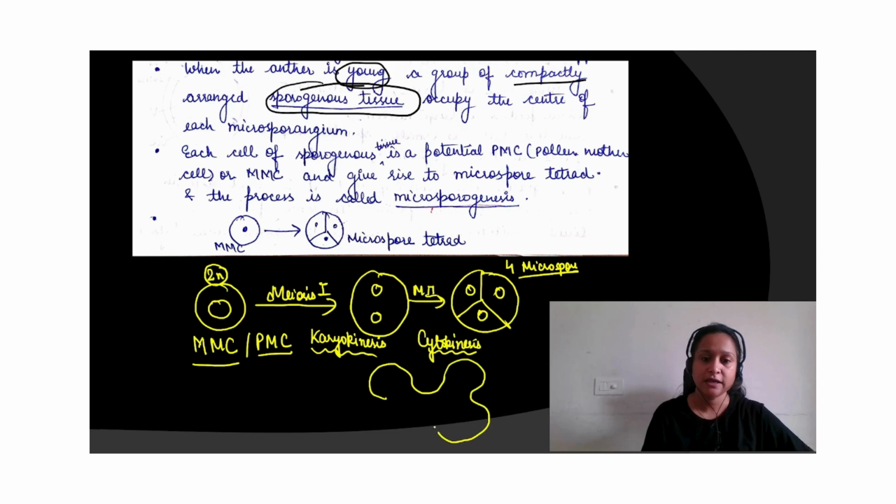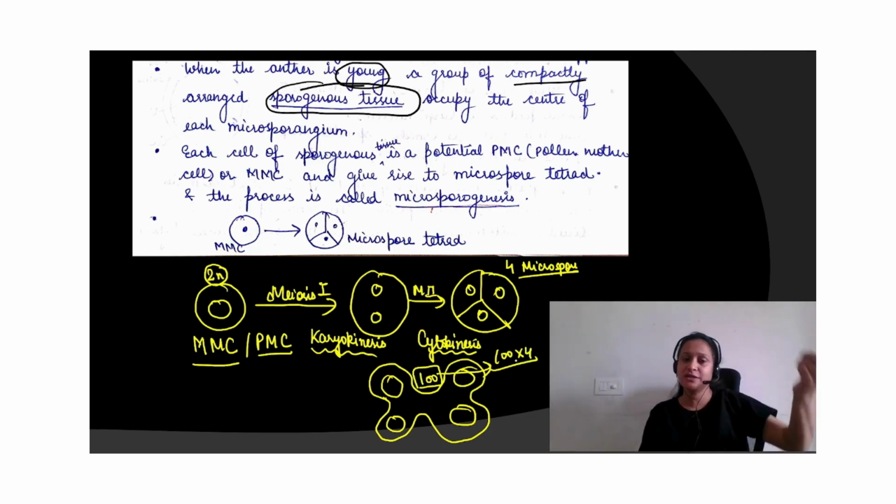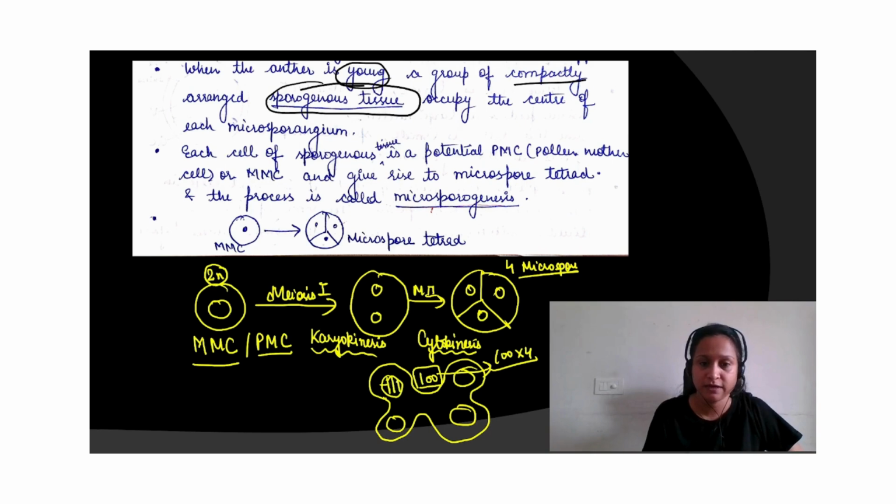So if in a typical anther 100 microspore mother cells are there, how many microspores are formed from 100 microspore mother cells? You will say how many? 100 into 4, 400. Is that clear? Now if the question is like this, if in a microsporangium there are 50 microspore mother cells, how many microsporangia are there? 4. From one cell, how many microspores are formed? 4.